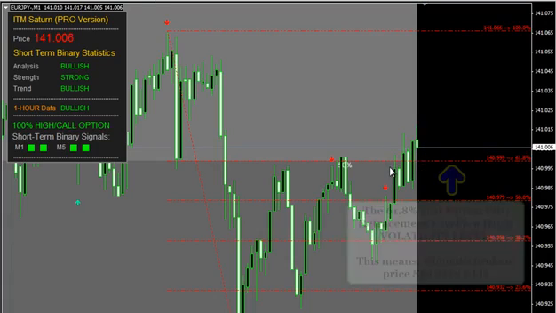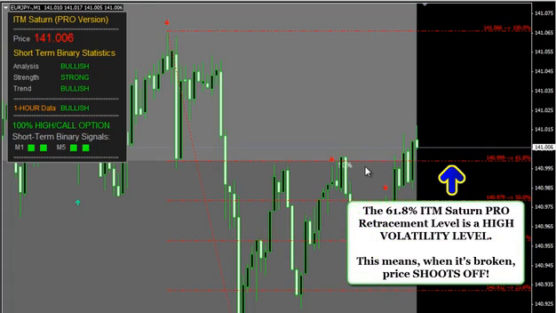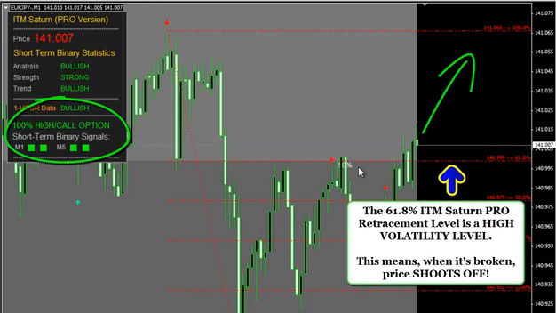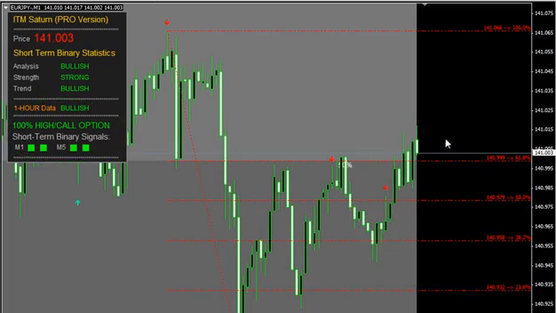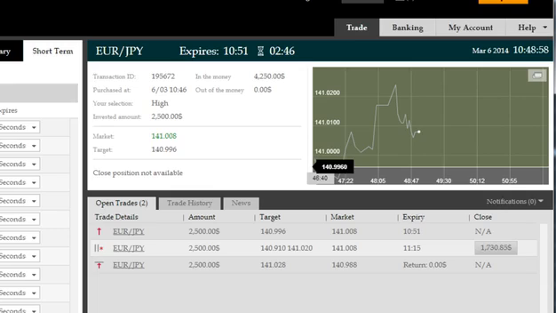The 61.8% ITM Saturn Pro retracement, when broken, plus the 100% high call option probability on the left, indicates that the chart will be revised by ITM Saturn Pro shortly to show us long Fibonacci retracements and projections instead. So there will be a revision coming up very shortly. The great thing about the 61.8% being tackled or broken is that the next movement afterwards is volatile.